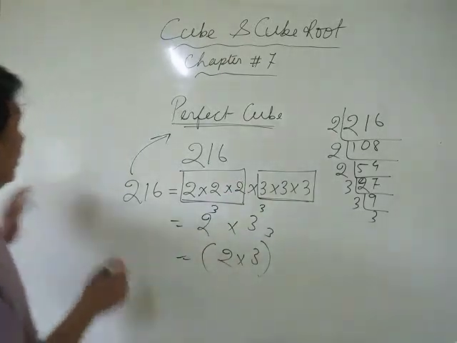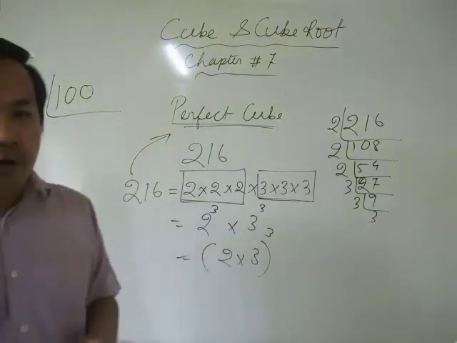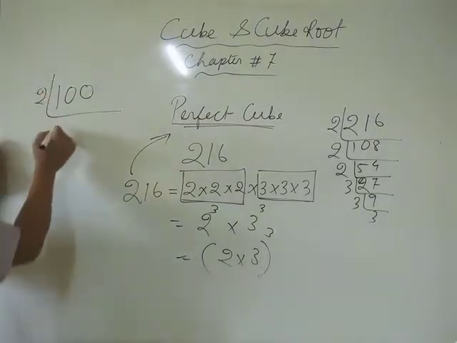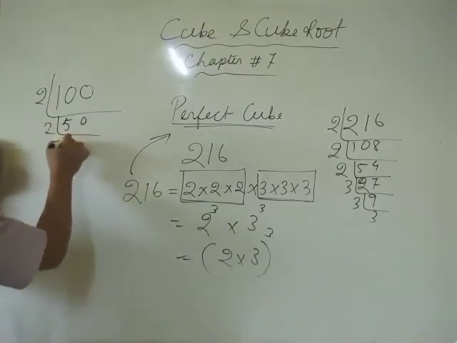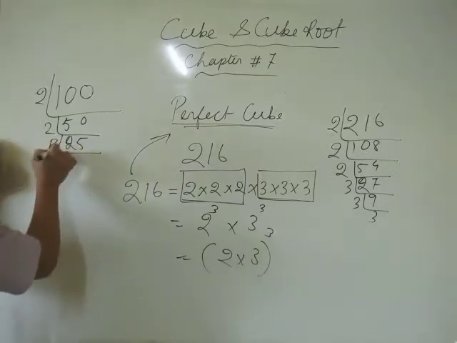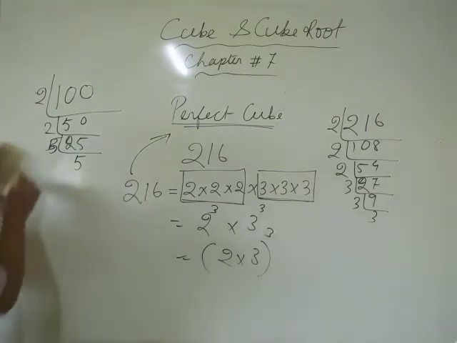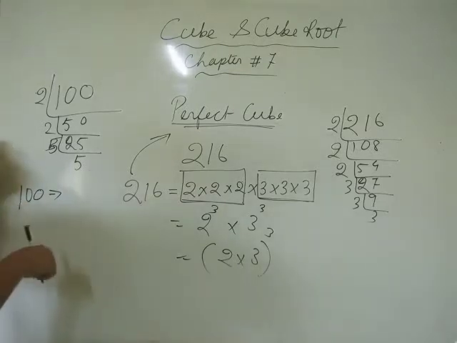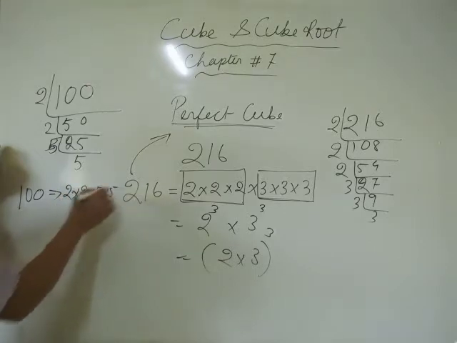Suppose let us say 100. Okay, 100. So let us find out whether it is a perfect cube or not. Let us factorize this 100. 100 divided by 2 is 50, and 2 twenty-fives are 50. Then 25 we cannot divide by 2 or 3, it is 5. 5 fives are 25. Now we get here 5. So we can write 100 as a product of its prime factors: 2 into 2 into 5 into 5.